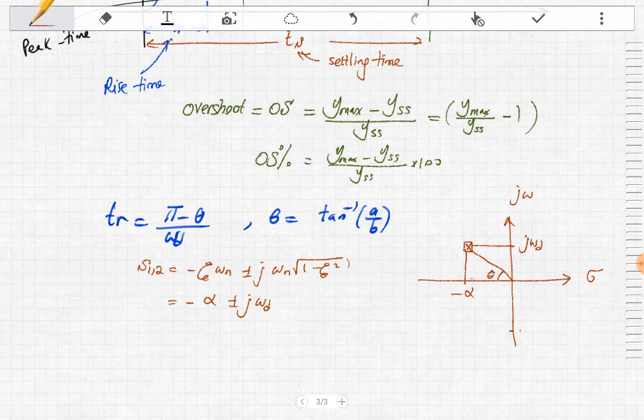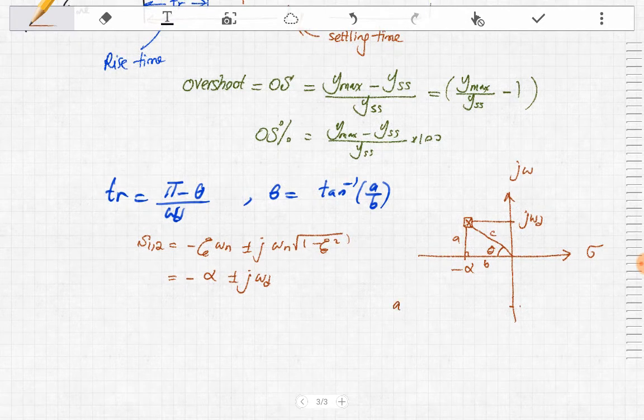So how do you find your theta? By finding tan minus 1 of this over this. This is your A, and this is your B, and this is your C. What is your A? It's omega d, exactly. And what's B? It's alpha. So you can write tan minus 1 of omega d over alpha, where this is omega d and this is your alpha. You can also find theta in different ways. Some people like to get it from the cosine. What's cosine theta?